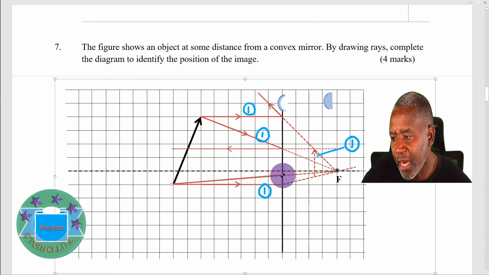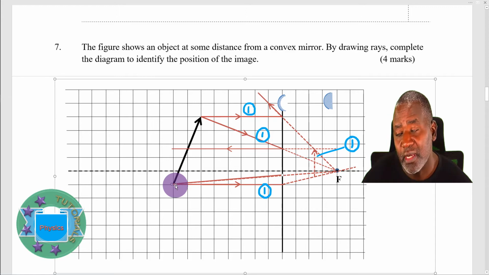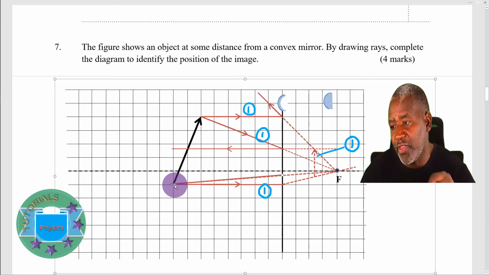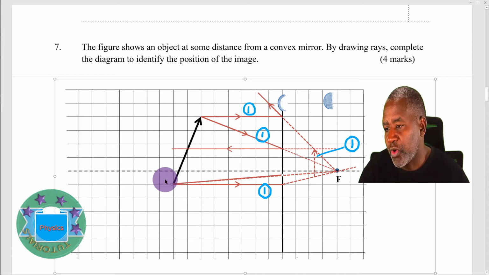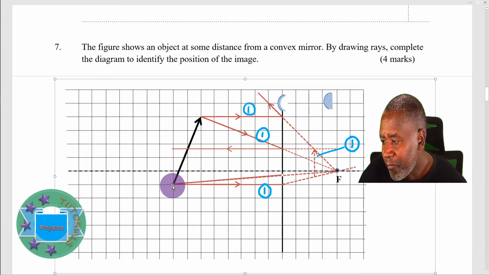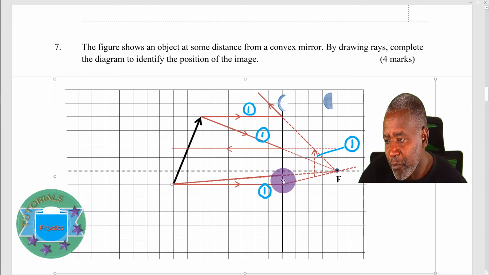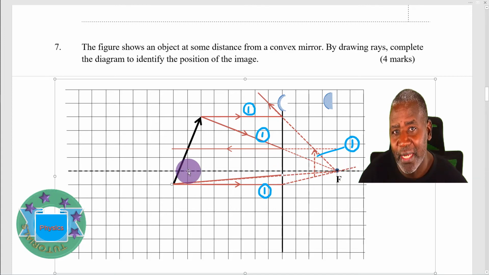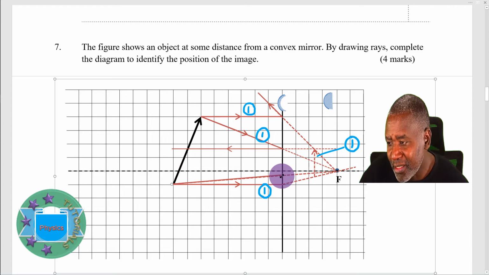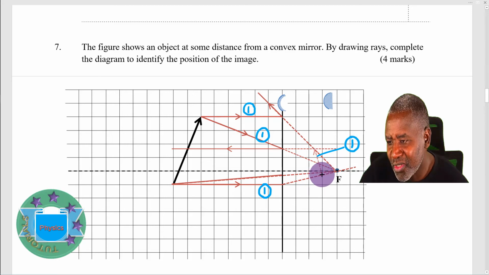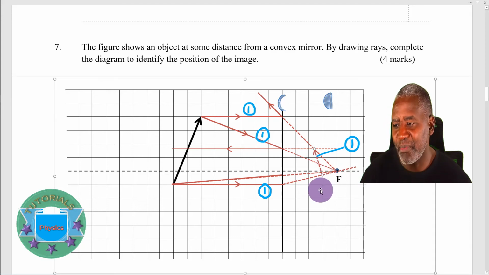And then at this point now, this means this, because it is the application of the second law or the second rule. A ray of light which appears to pass through F will be reflected parallel to the axis. So the moment I get this ray which is going to be reflected this way, I'm going to extrapolate it backwards until they meet somewhere around. They're going to meet somewhere around maybe here.